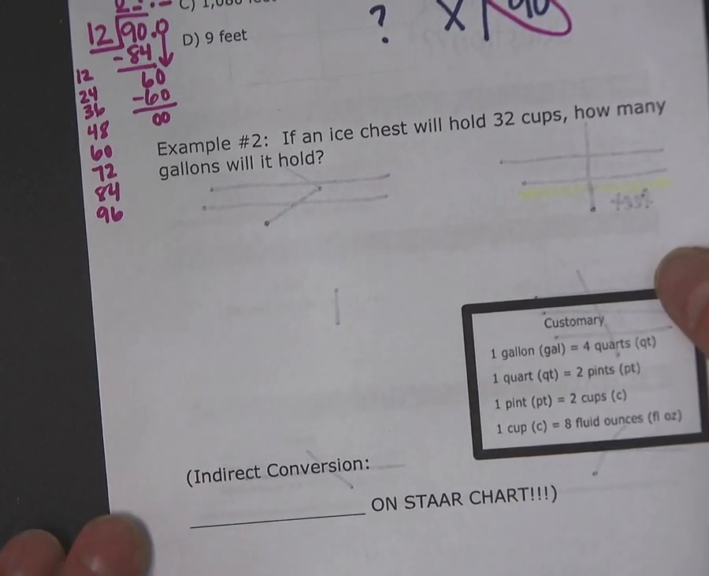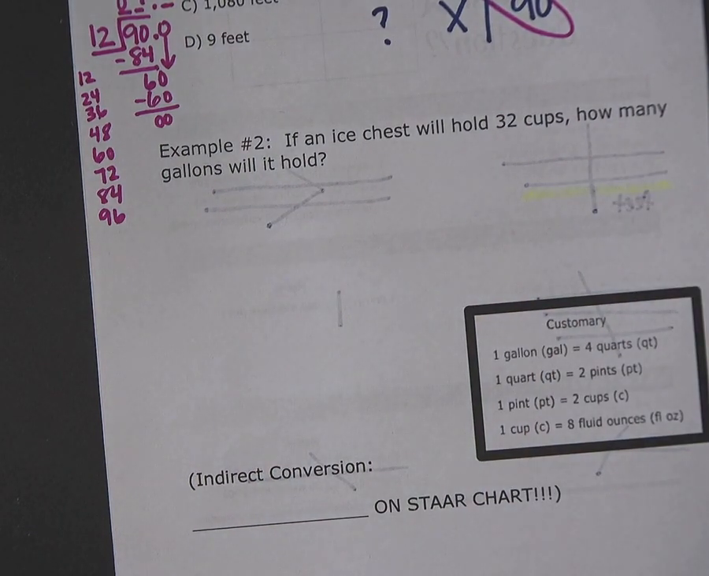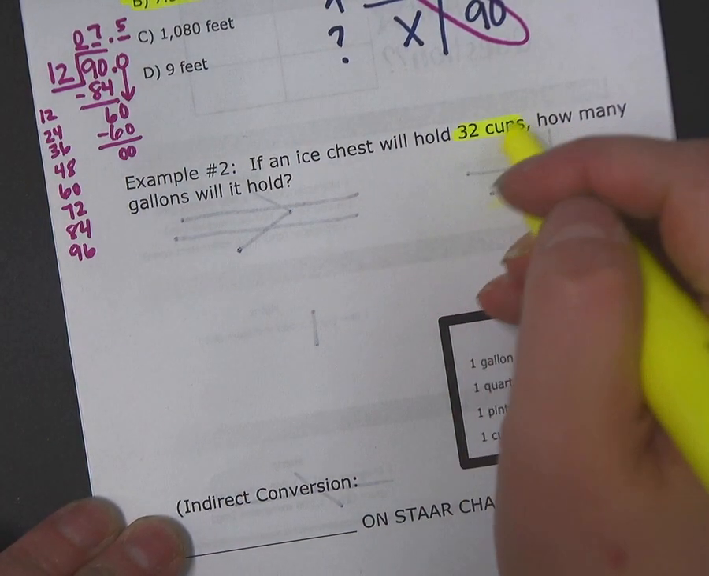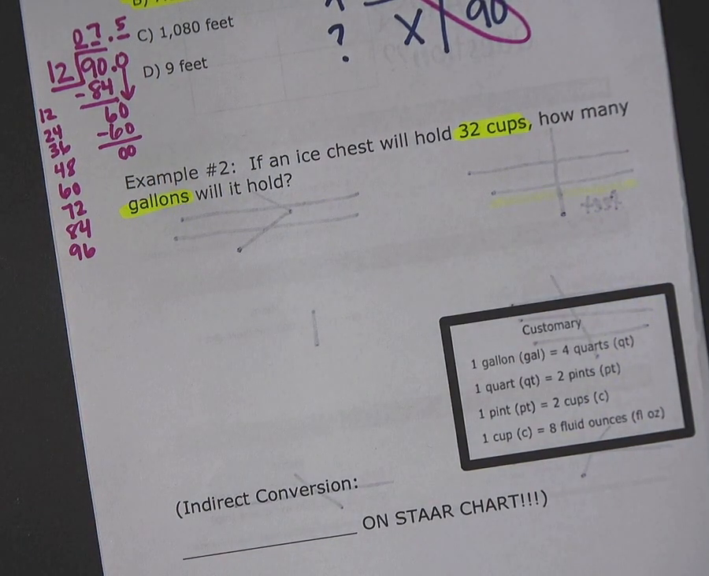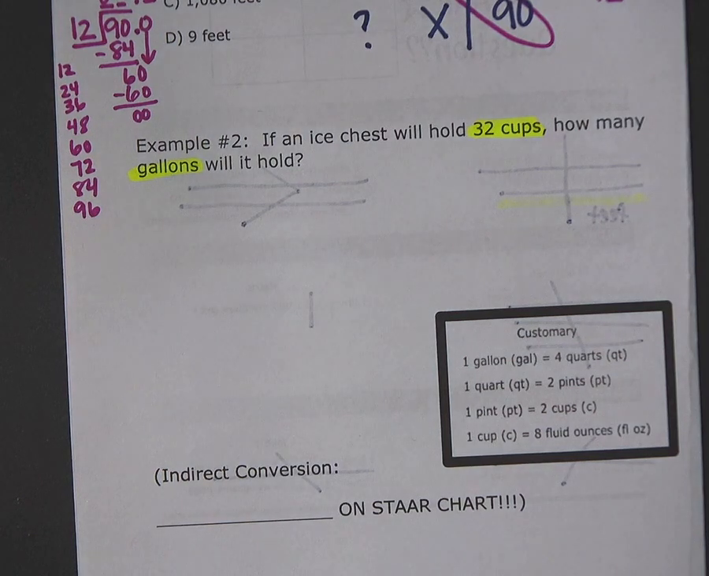All right, our next one says, if an ice chest will hold 32 cups, how many gallons will it hold? They gave me one single number, and they want me to turn it into gallons.